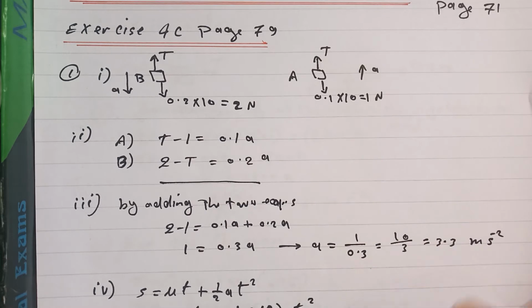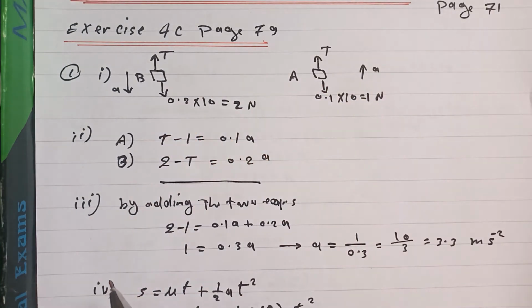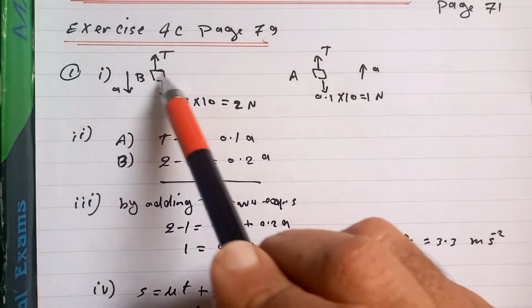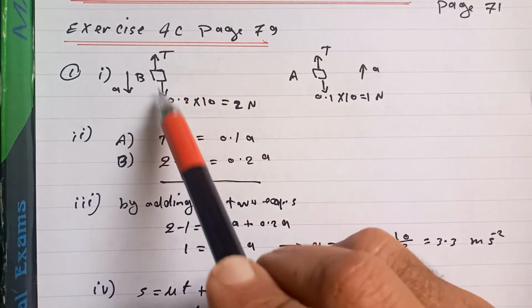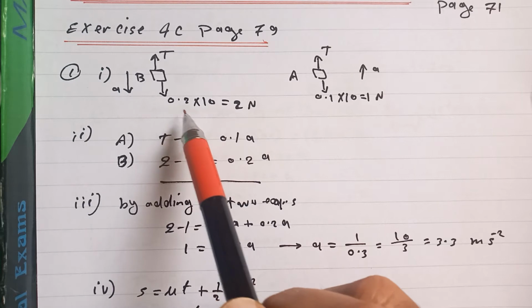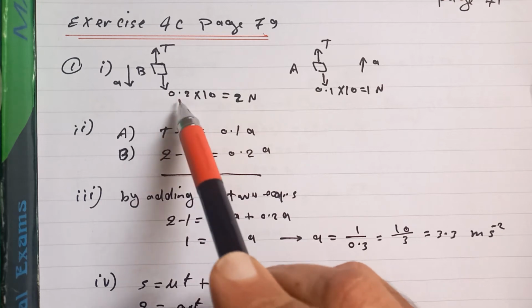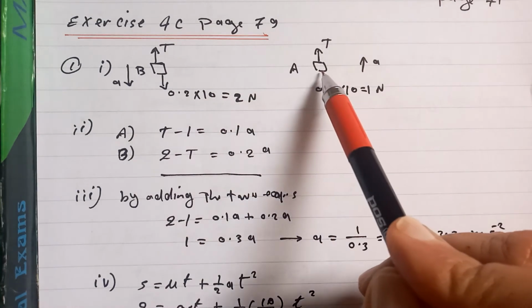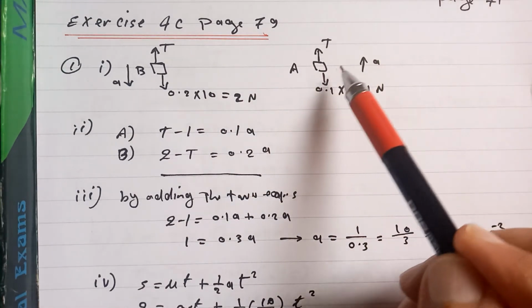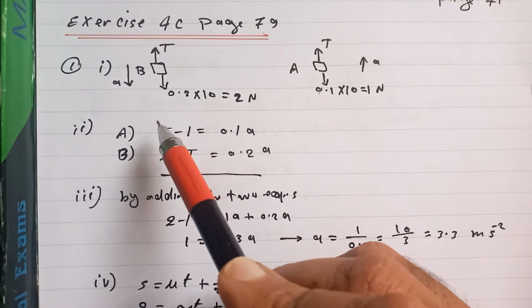Okay, this is the diagram. This is B and this is A. Look at your book and look at the answer here. This is expressing two forces, the tension force working upward and the weight, which is 0.2 times 10, the g, which is the gravity, because you know that the weight equals mg. This is m and this is g, so it is 2 newtons. And the other one, which is A, also has two forces. This force is the weight and the other force is the tension.